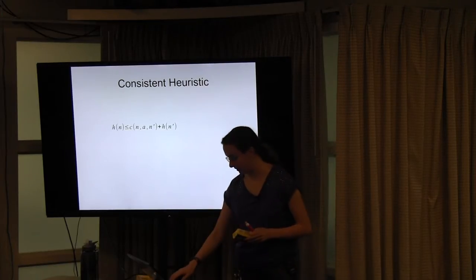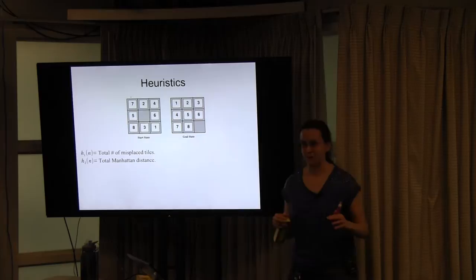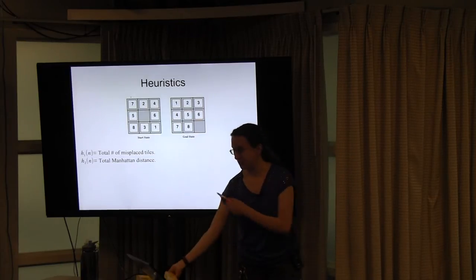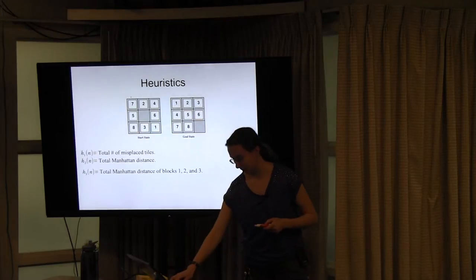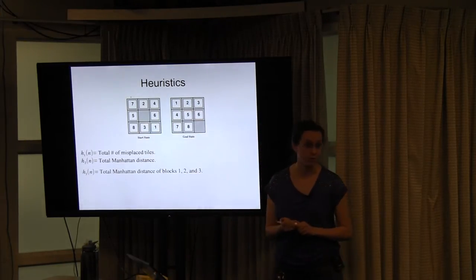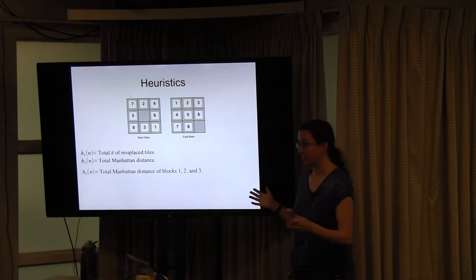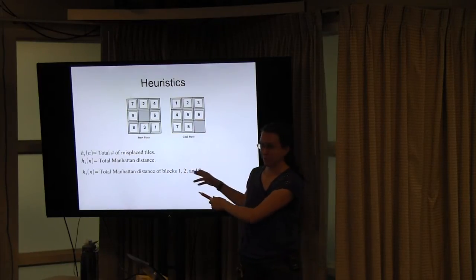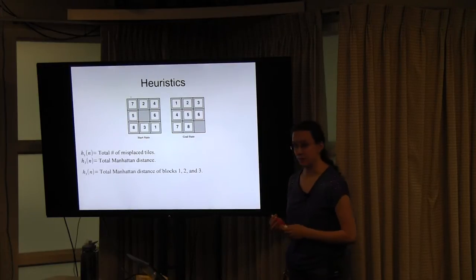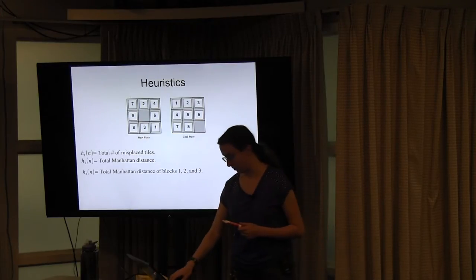But there is a way to kind of make it lie to you, which is related to this idea. So here's a version of that: the total Manhattan distance of blocks 1, 2, and 3. As we said, this is three blocks instead of just block 2. The way to make a consistent but inadmissible heuristic is to insert a little bit of randomness here.